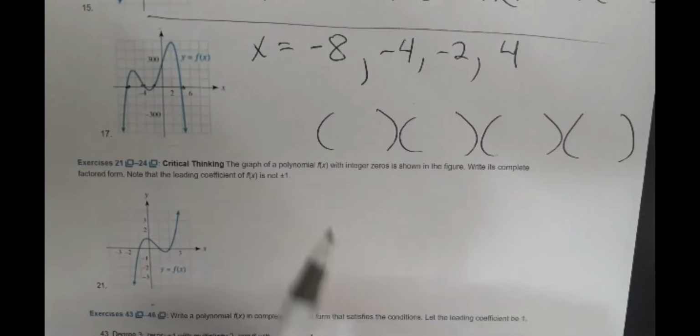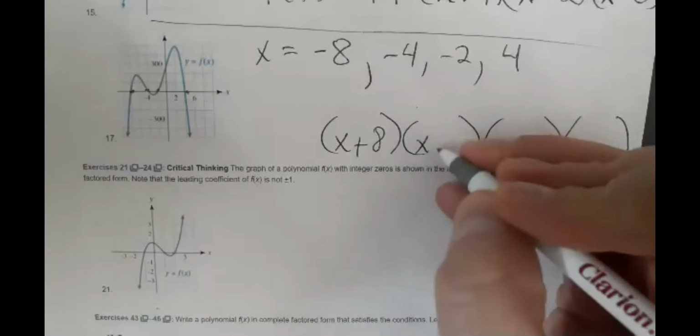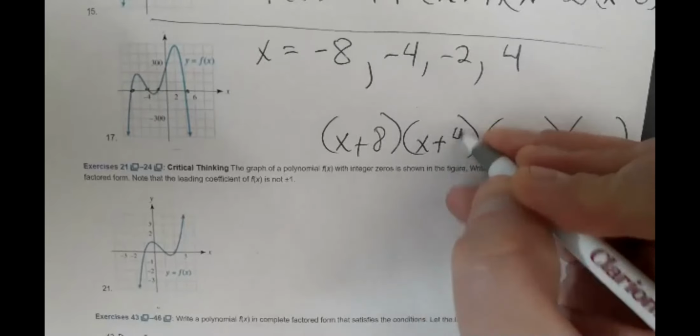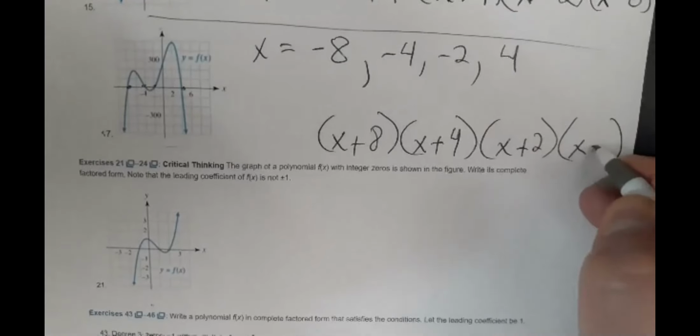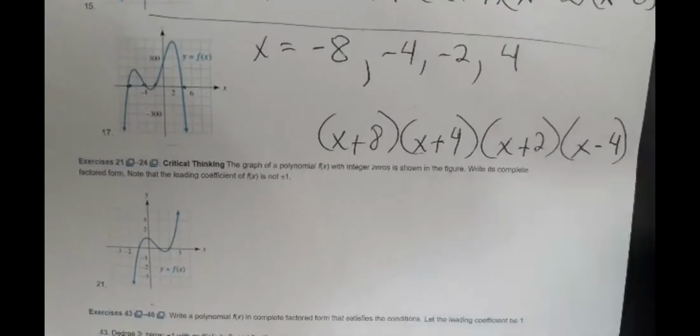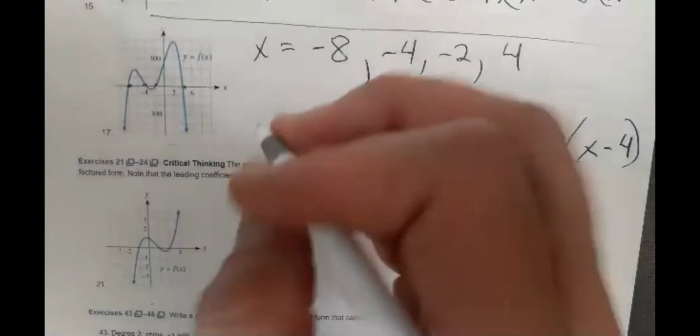Okay, what's my first factor here? x plus 8. The next one is x plus 4, x plus 2, and x minus 4. These are my 4 factors.